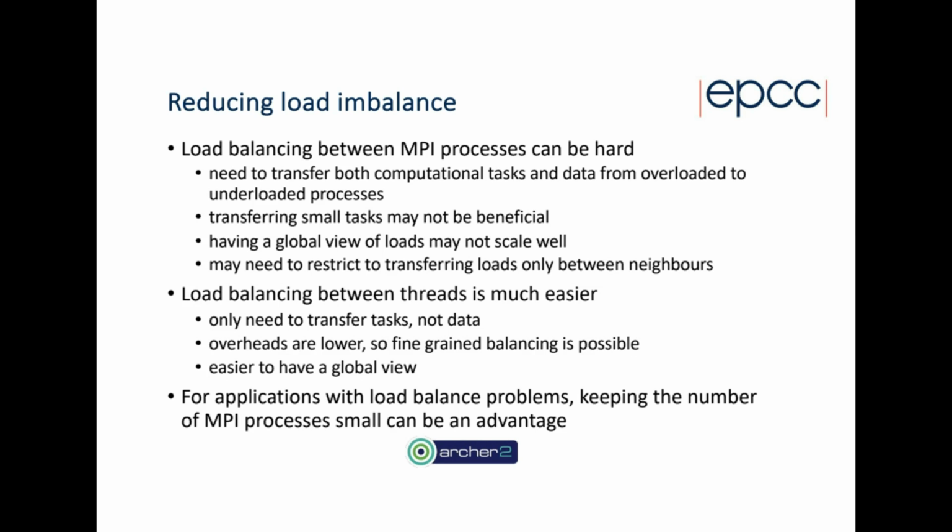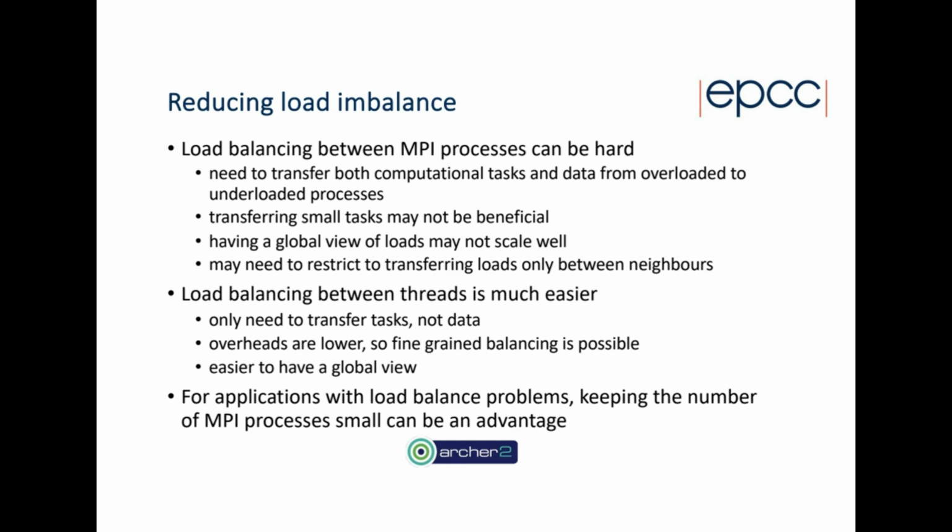So you might end up with some sort of compromise where, for example, you restrict yourself to transferring loads only between neighboring processes in whatever the natural topology is. If you have a classic domain decomposition problem, you might consider only transferring load between processes which would naturally communicate with each other anyway. That'll be less costly, but it might not solve the load balance problem so effectively.